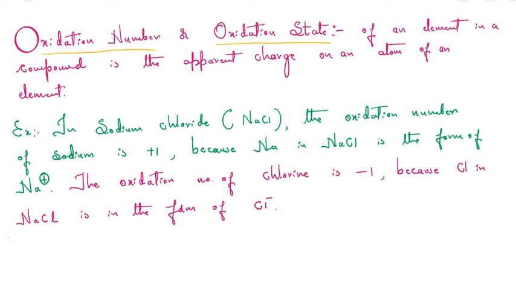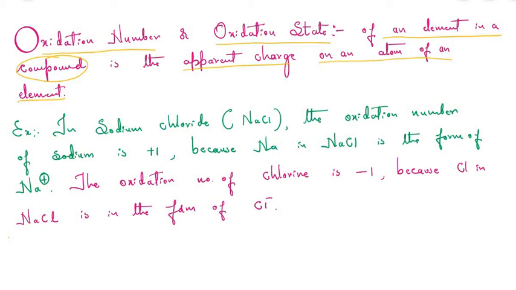So the oxidation state of an element in a compound, we always have to find the oxidation state or oxidation number in a compound, right? It is the apparent charge, the charge present on an atom of an element in a compound, that is called the oxidation number, right? So what is the simple definition? The oxidation state of an element in a compound is nothing but the apparent charge present on an atom of an element.